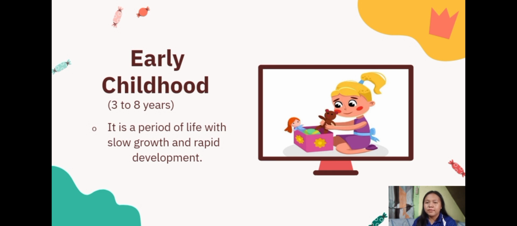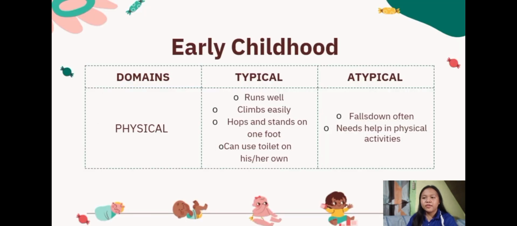Recall that the developmental milestones are categorized into four domains, namely physical, social and emotional, language, and cognitive. The first domain is the physical domain. It refers to the development of physical changes such as size and strength. Under the physical domain, a child is developing typically when he or she runs well, climbs easily, hops and stands on one foot, and can use the toilet on his or her own. On the other hand, a child is developing atypically when he or she falls down often and needs help in physical activities.